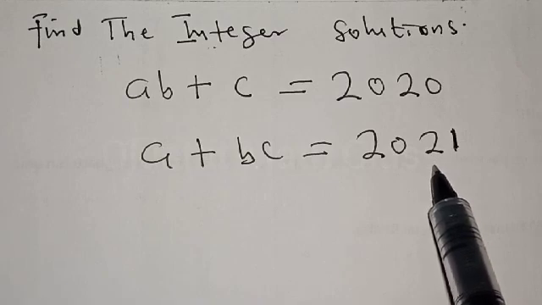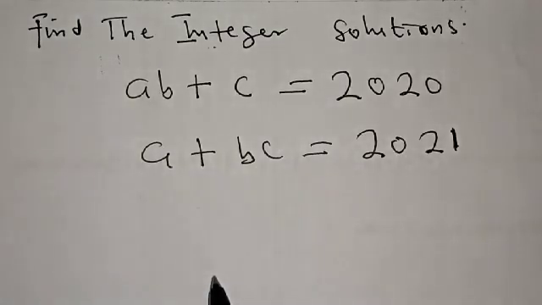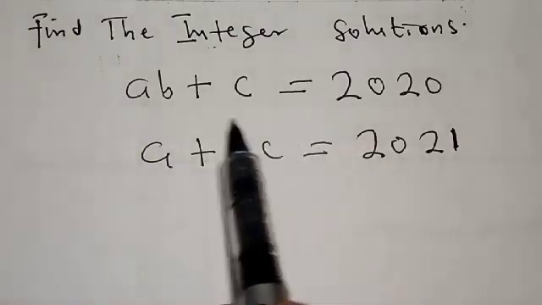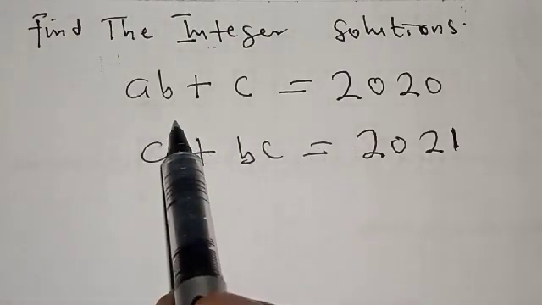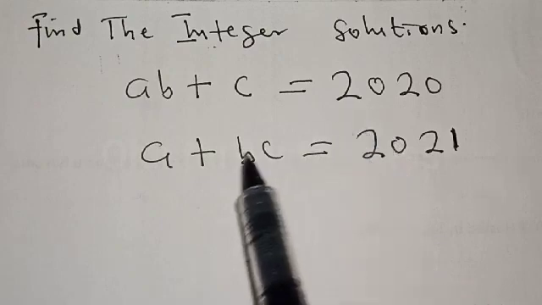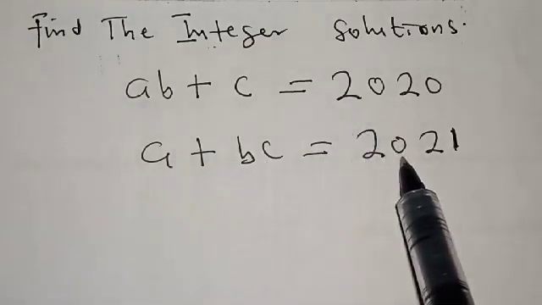Hi everyone, welcome to my class. In this class, we want to find the integer solutions from this given equation. AB plus C is equal to 2020. A plus BC is equal to 2021.